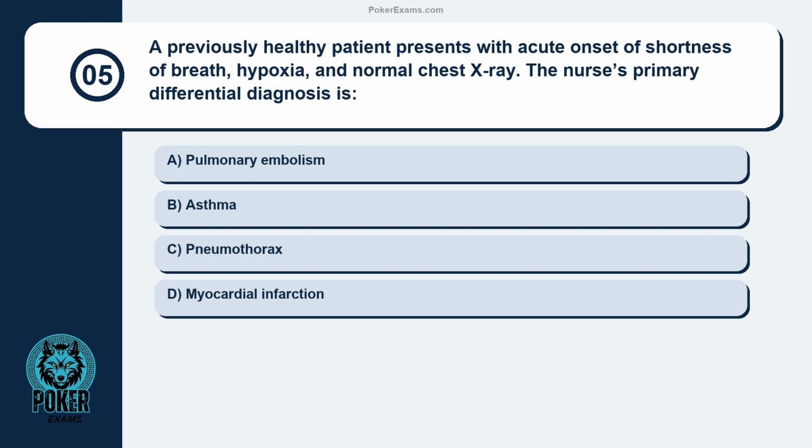Question 5. A previously healthy patient presents with acute onset of shortness of breath, hypoxia, and normal chest X-ray. The nurse's primary differential diagnosis is pulmonary embolism, asthma, pneumothorax, myocardial infarction.